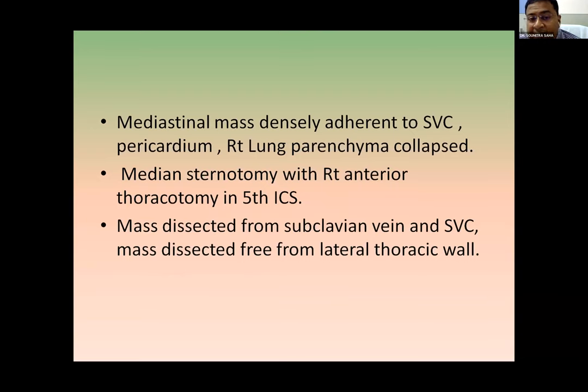So these are the features we found at the time of surgery: the mediastinal mass densely adherent to the SVC and pericardium, and the lung parenchyma was collapsed. So we went ahead with a median sternotomy with right anterior thoracotomy in the fifth intercostal space, which sir has already spoken about, the T-shaped incision, because it is adherent to the posterior limb, which is not amenable to the anterior approach. The mass was dissected carefully from the subclavian vein and SVC, and dissected free from the lateral thoracic wall. So the biopsy report, next slide.